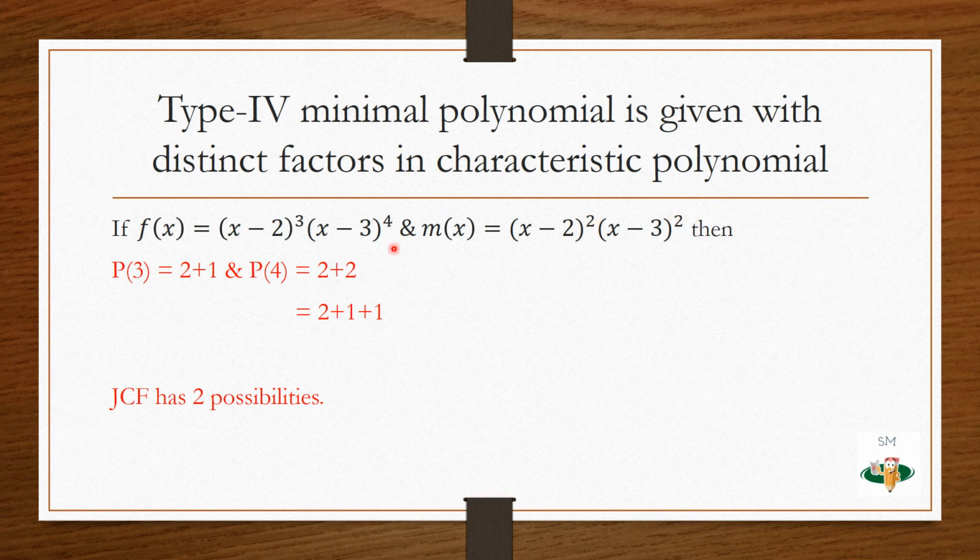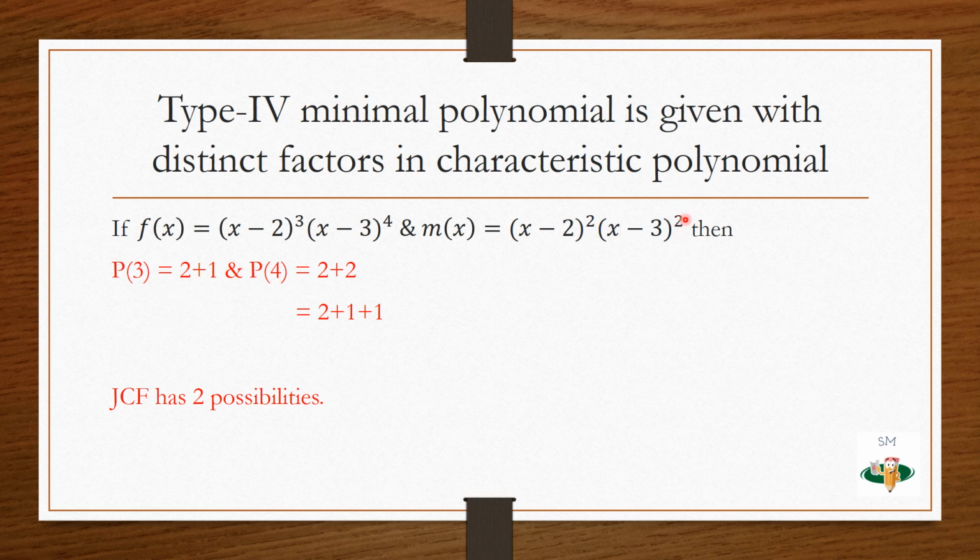So here we need to find the partition of 3 and the partition of 4, but keep in mind the minimal polynomial contains the factors with power 2, here also 2. Therefore for P of 3 we have to split 2 plus 1. No need to take the cases 3 and 1 plus 1 plus 1 because the minimal polynomial contains the factor x minus 2 whole power 2. So this 2 is important, therefore 2 plus 1, this 2 plays a very important role. And then x minus 3 whole power 2.